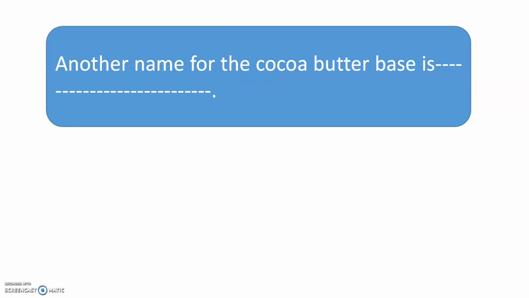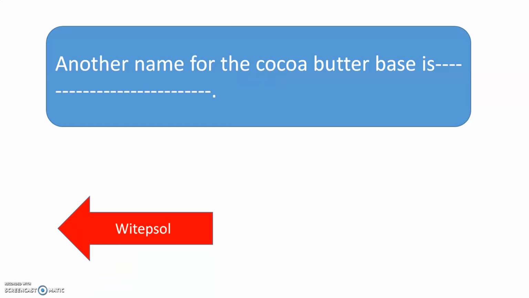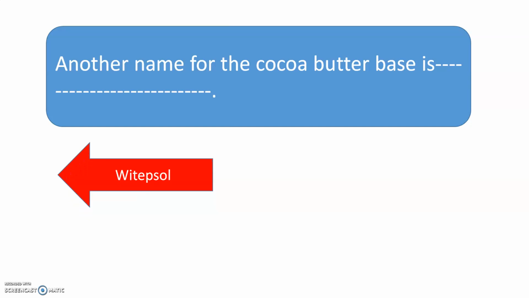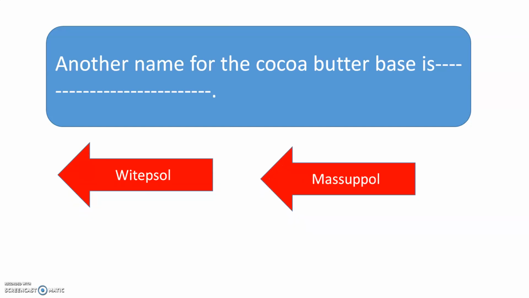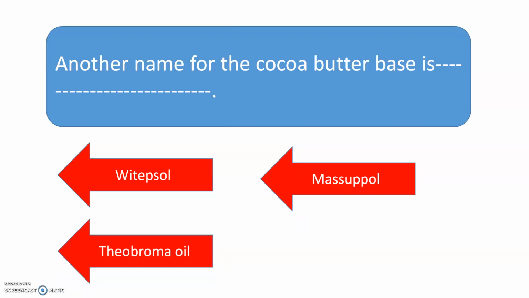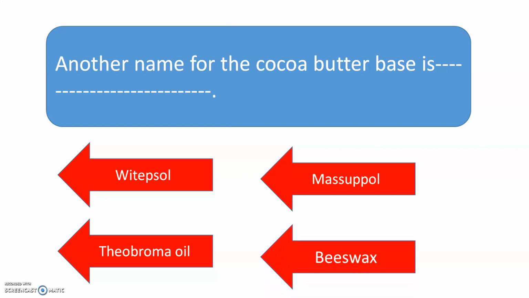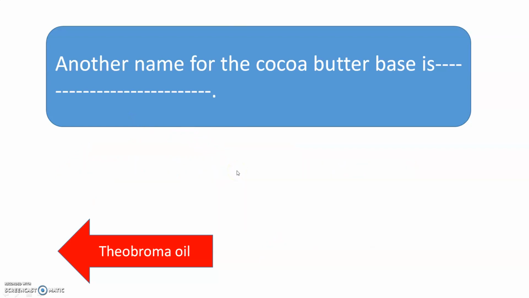Another name for the cocoa butter base is, cocoa butter base is also known as Vitepsol, Muscopol, theobroma oil, or beeswax. And the correct answer is, cocoa butter is also known as theobroma oil.